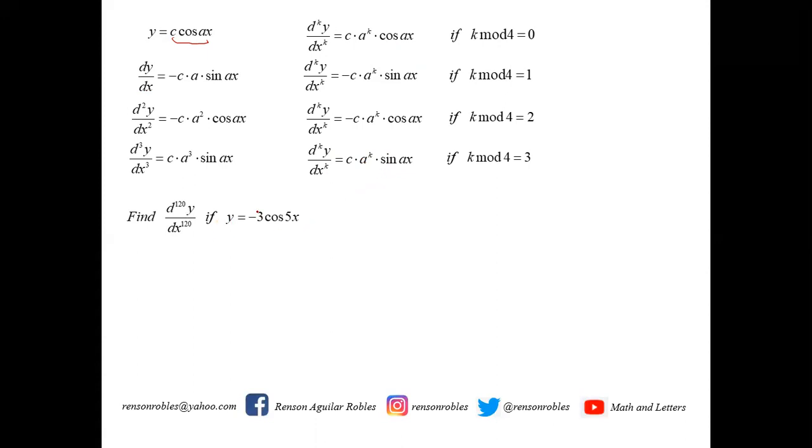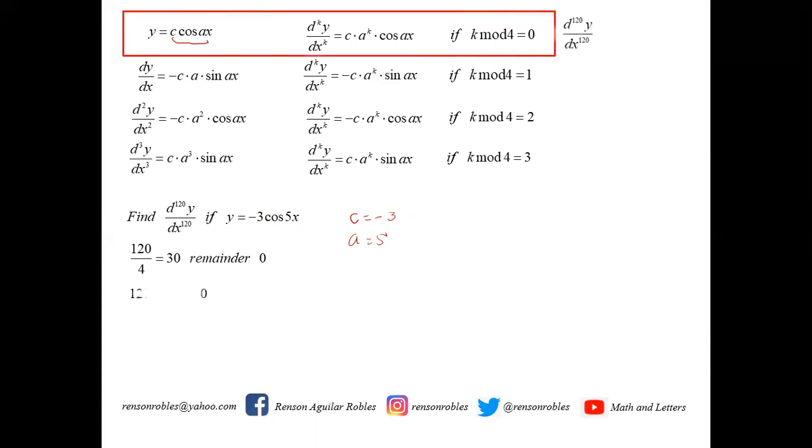If we want to get the 120th derivative of y in terms of x if y equals negative 3 cosine of 5x, you observe here that c is equal to negative 3 and that a is equal to 5. Dividing 120 by 4, that's 30 remainder 0. That means 120 modulo 4 is equal to 0. So we shall have the 120th derivative: c, which is negative 3, then a raised to k, that's 5 raised to 120, and then you affix cosine ax, and that's cosine 5x.